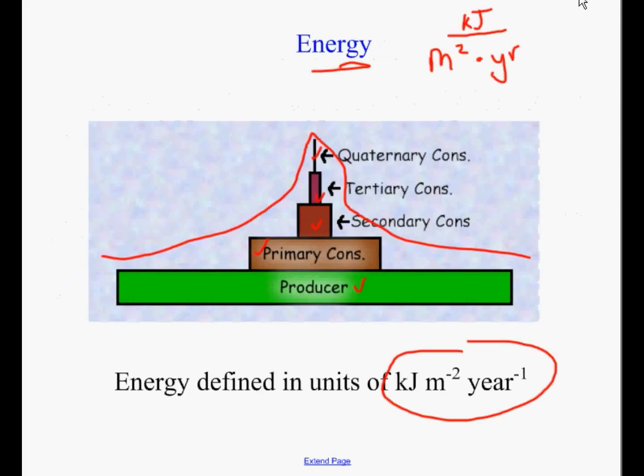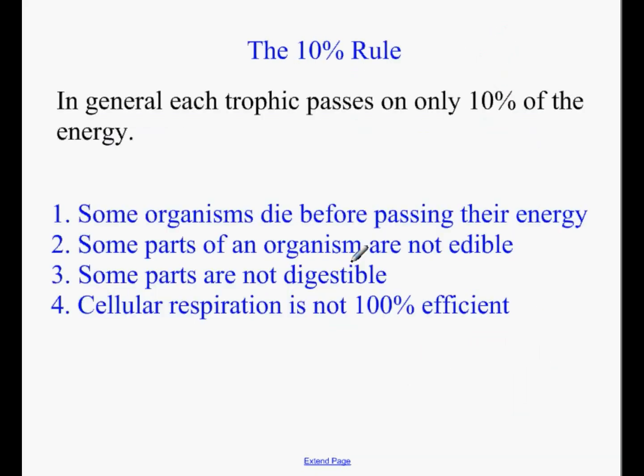So if you look back here, if we had 100% of the energy down here, in the producer level, by the time we got up here, there'd only be 10%, there'd only be 10% from that, or 1% from the original, and so on like that. So, wow, we really lose it fast. Now, why is that? Well, some organisms die before they get to pass on their energy.